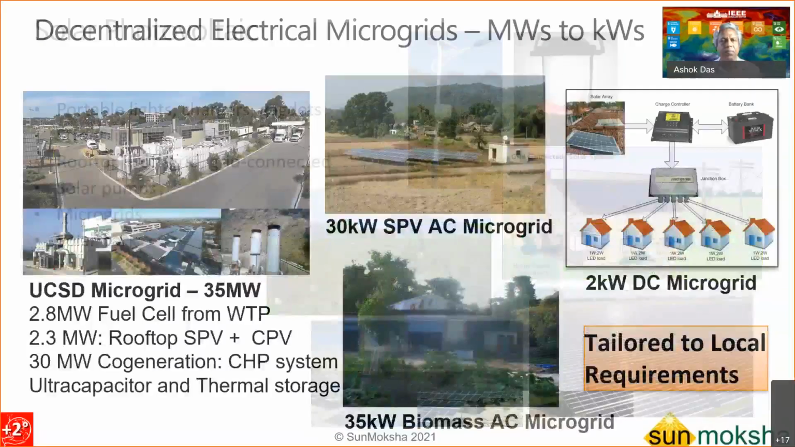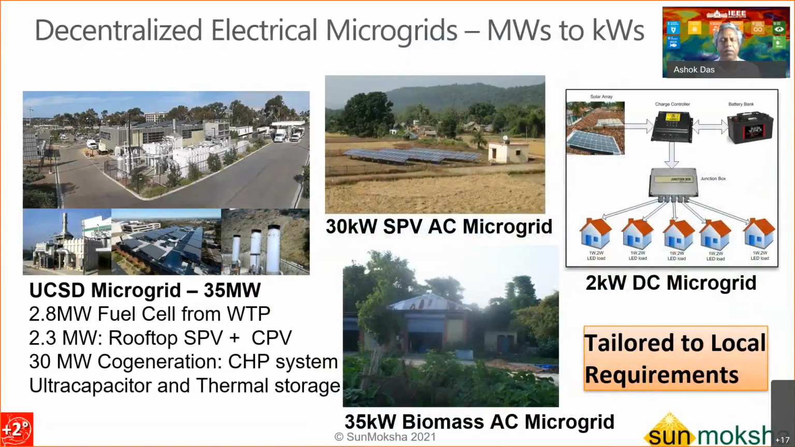Microgrids are another development that has gotten a lot of attention. It can range all the way from megawatts to a few kilowatts. On the left is a University of San Diego campus where they have a 35 megawatt microgrid to serve some critical loads on the campus. On the right side is a 2 kilowatt system providing DC power to many homes just for lighting. And in between come intermediate microgrids ranging from 20 kilowatts to 500 kilowatts to serve a community with local generation.